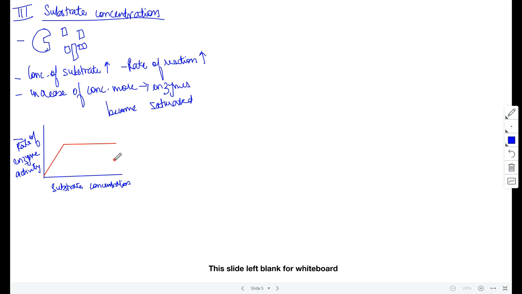So these were the three factors involved with the enzymes. Okay, the first one we saw was the temperature, the second one we saw was the pH, and now it is the substrate concentration. Okay, now we'll see how enzymes and food are related to each other.